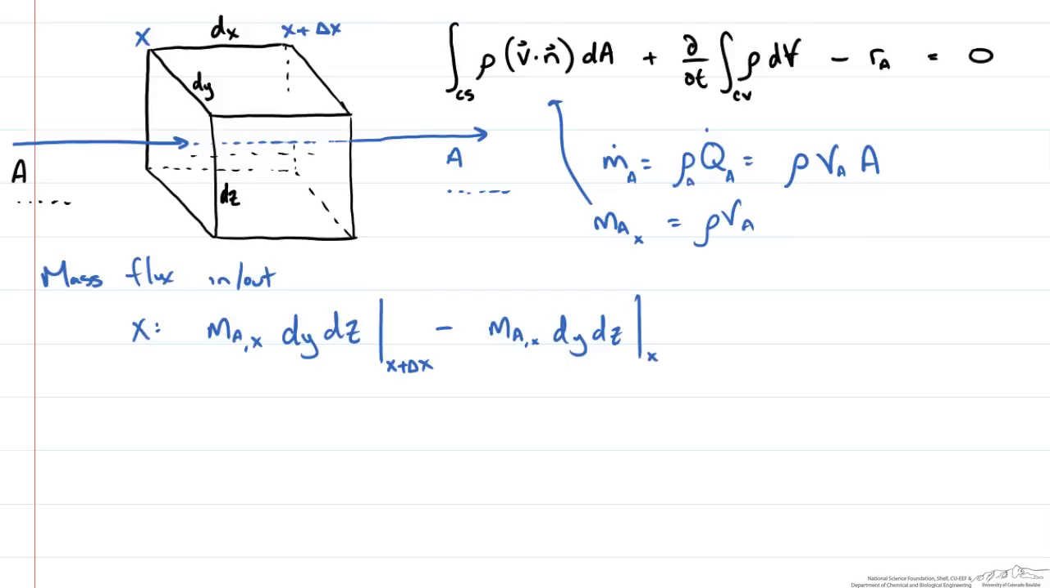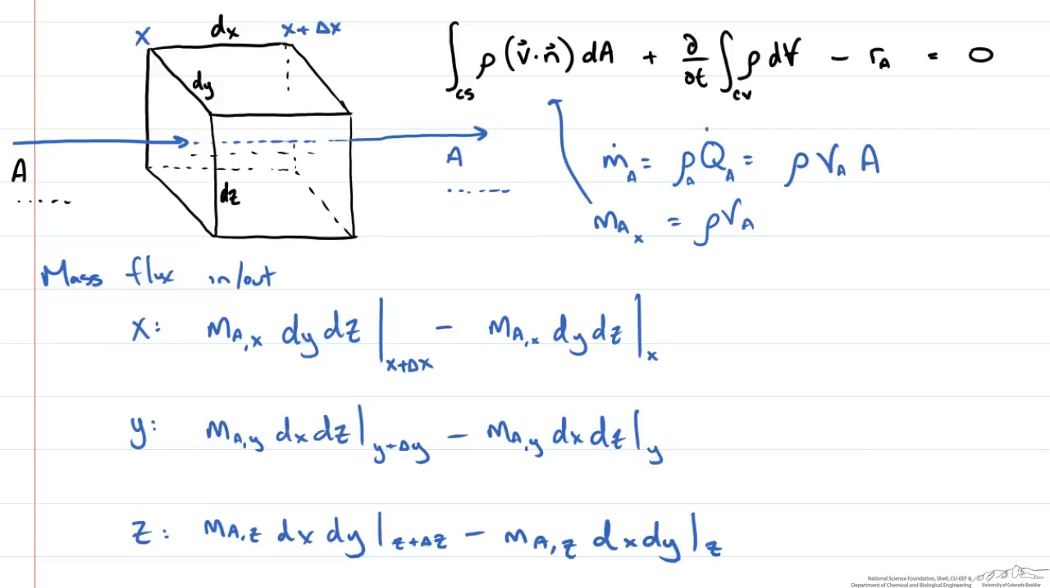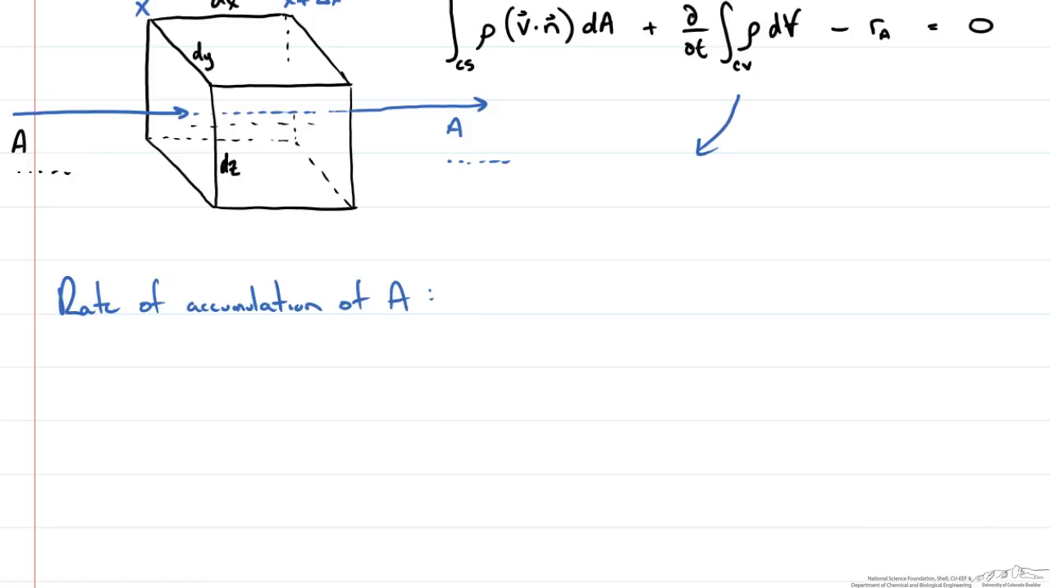So we can do the same for our Y and our Z. So now we've written our net mass flux terms that are coming in and out of our control volume. Now let's work on our second term, the rate of accumulation. If we look at this term here, we could just rewrite this as d rho of A dt times our differential volume, in this case delta X, delta Y, delta Z.